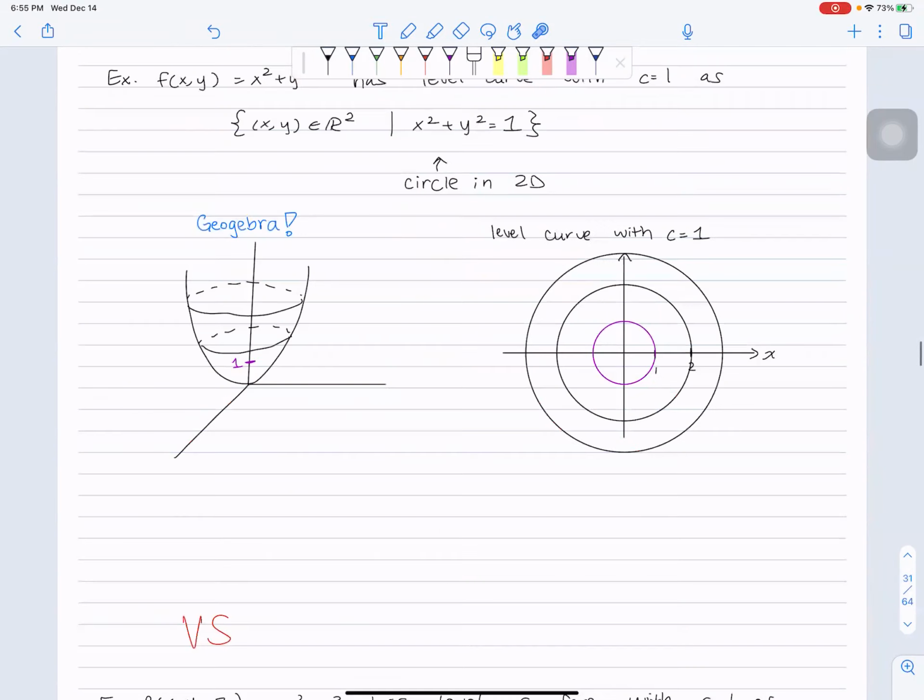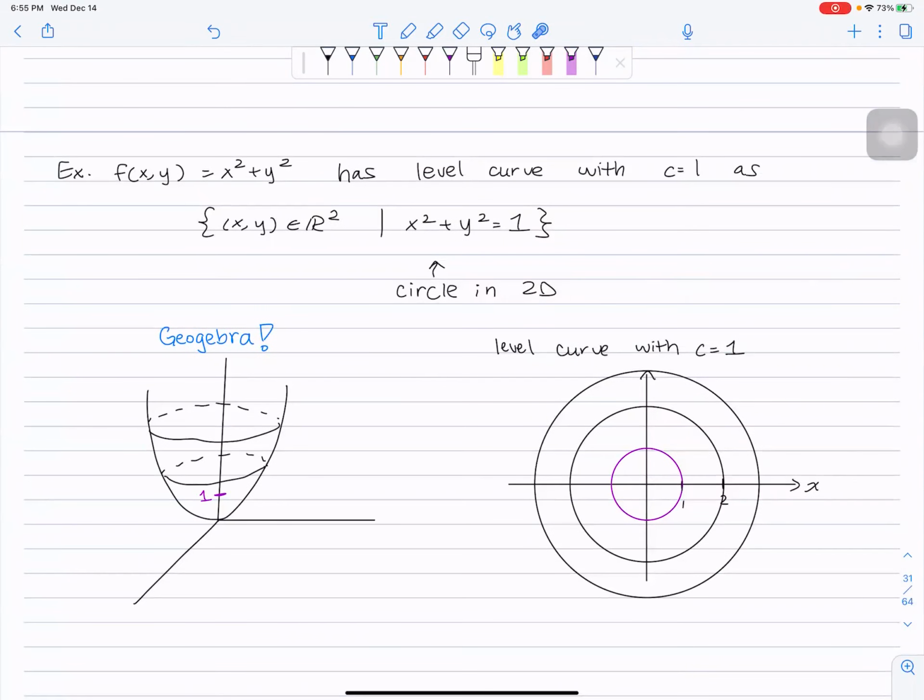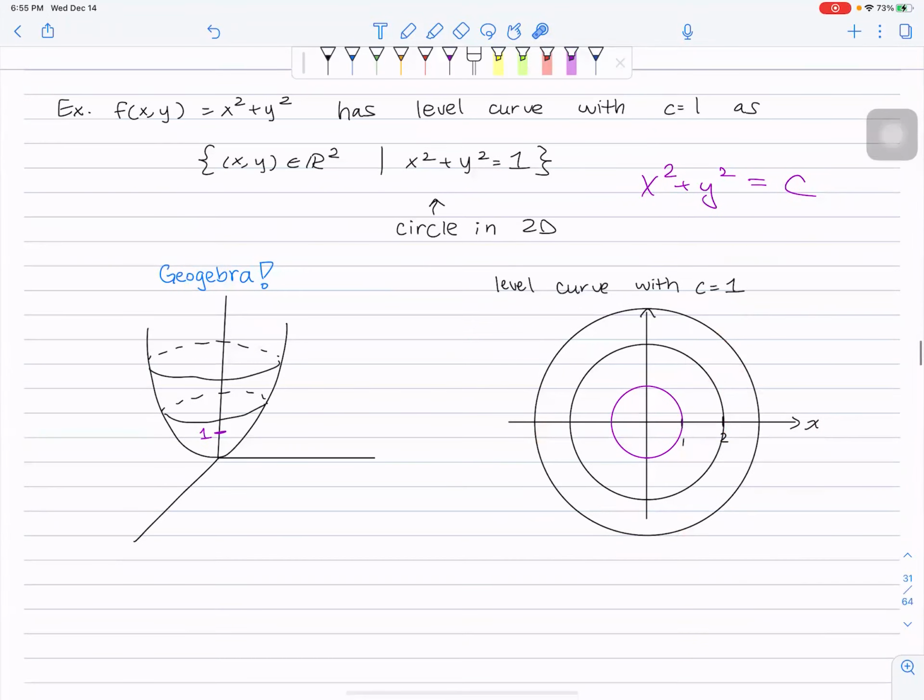For example, here I have this function with 2 inputs. It's x squared plus y squared. If I graph this in GeoGebra or something, I get this paraboloid shape. What are its level sets? How do I get a level set? I take my function x squared plus y squared, and I set it equal to some constant c, and I can vary this constant. If c is 1, what is that equation? It's a circle with radius 1. If c is 4, then it's a circle of radius 2, and we keep going. So the level sets here are these 2D circles.